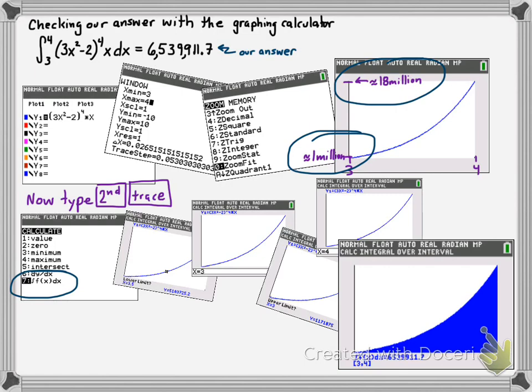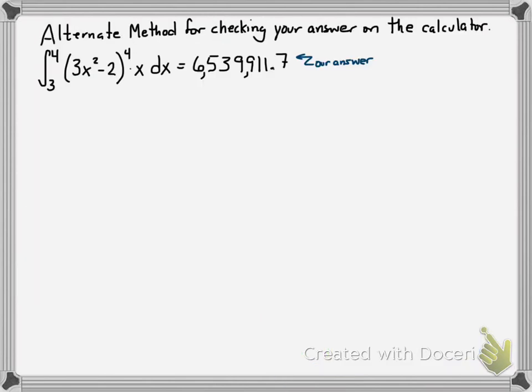And on the newer graphing calculators, this 3 to 4 comes up, which is really nice. But if you have an older graphing calculator, it won't tell you that interval, your bounds from 3 up to 4 for the x values. Okay, that makes me happy.